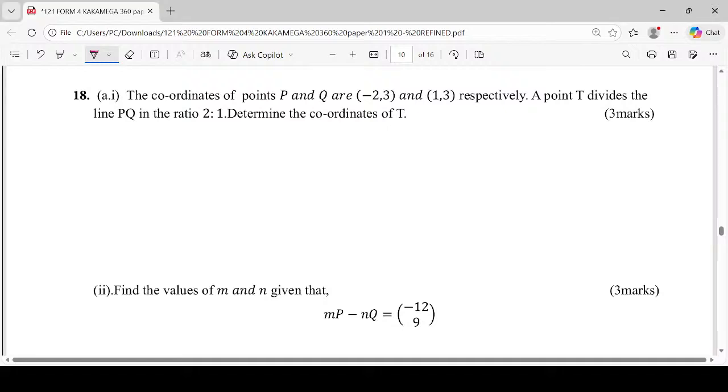The coordinates of P and Q are negative 2, 3 and 1, 3 respectively. A point T divides the line PQ in the ratio 2:1. Determine the coordinates of the point T.